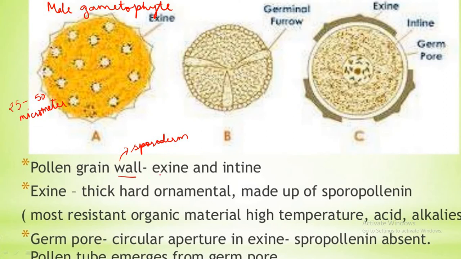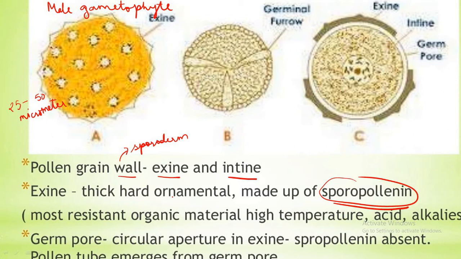The outer hard layer is known as exine, which is made up of sporopollenin. So outer wall is the hard layer. It is thick and hard ornamental, and it is hard because of the presence of sporopollenin. And the inner layer is known as intine. Intine layer is thin and it is chiefly composed of cellulose and pectin.